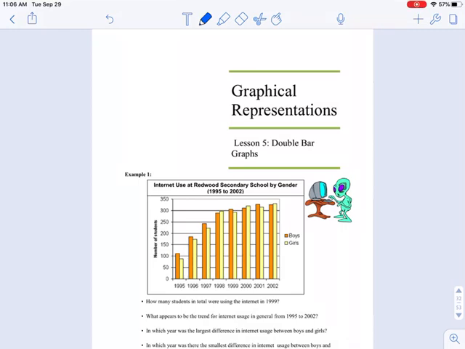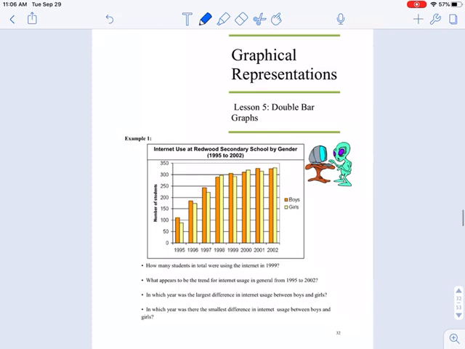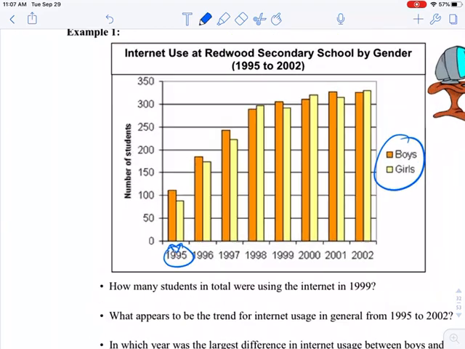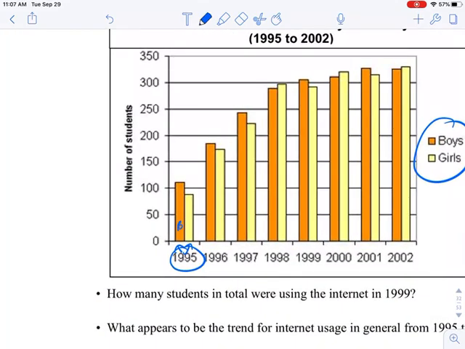Lesson 5, double bar graphs. So this is very similar to the last one, except we have two sets of information for each category. In this case, we have boys and girls for each year. So each year, there's going to be two sets of data, okay? So the boys and the girls for each year, okay?